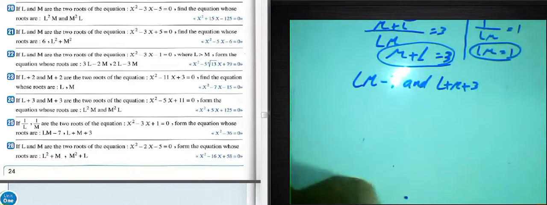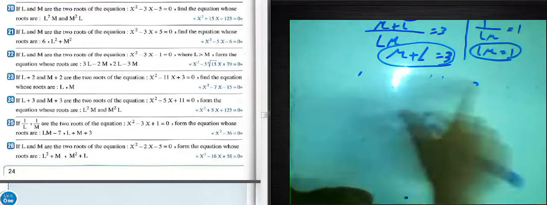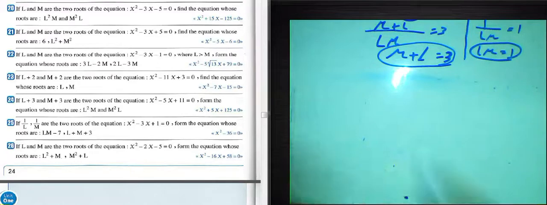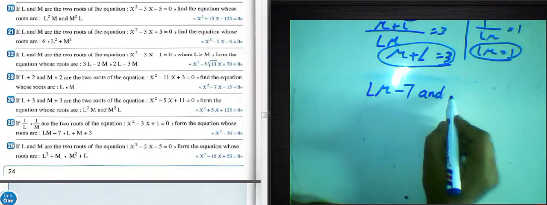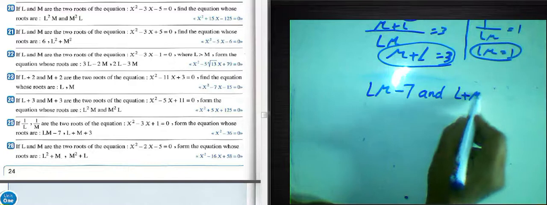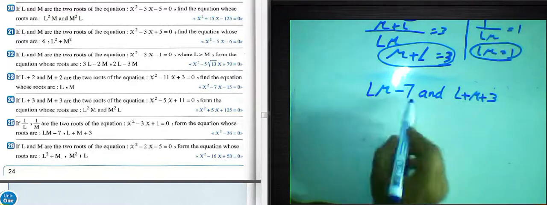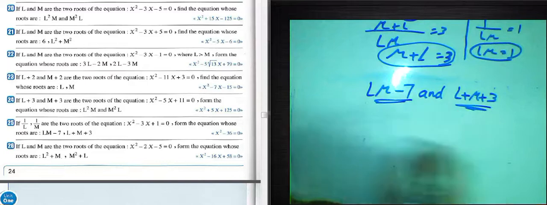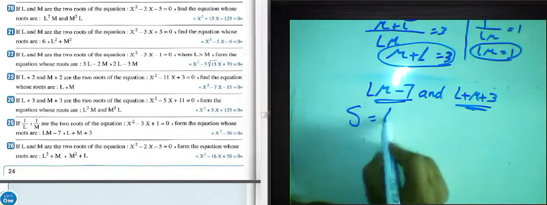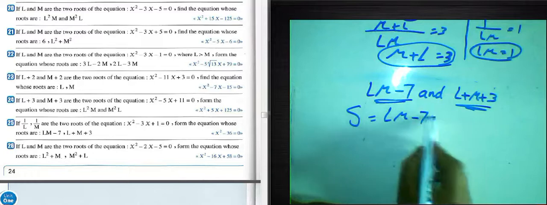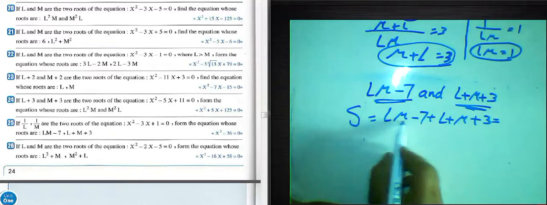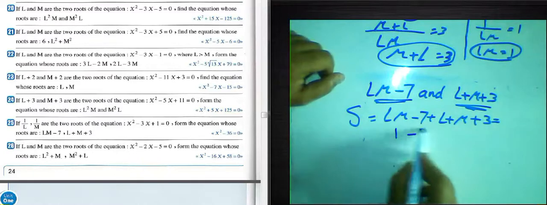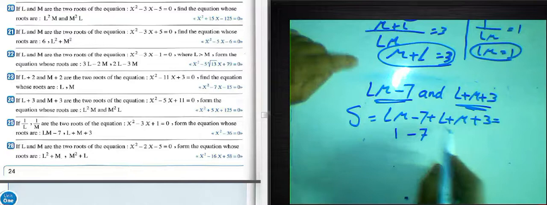We want to write the new equation for the two roots. I will write it here. First was LM minus 7 and second was L plus M plus 3. It was the first root and the second root. We will find the sum between them: LM negative 7 plus L plus M plus 3. LM equals 1, negative 7 plus L plus M plus 3 equals 3.